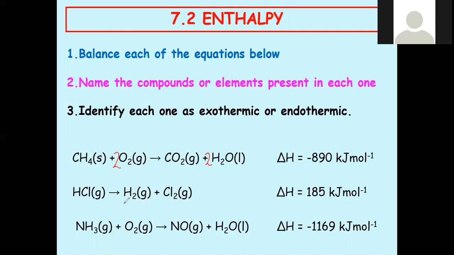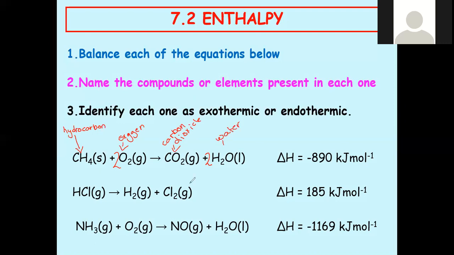Name the compounds. We haven't done lots of naming compounds yet, but if we look at some of the elements present, we've got a hydrocarbon here. Carbons and hydrogens make hydrocarbons, so I'm just going to put hydrocarbon here. We don't need to name the full hydrocarbon yet because we haven't done that yet. Obviously oxygen here, carbon dioxide, and then finally water.